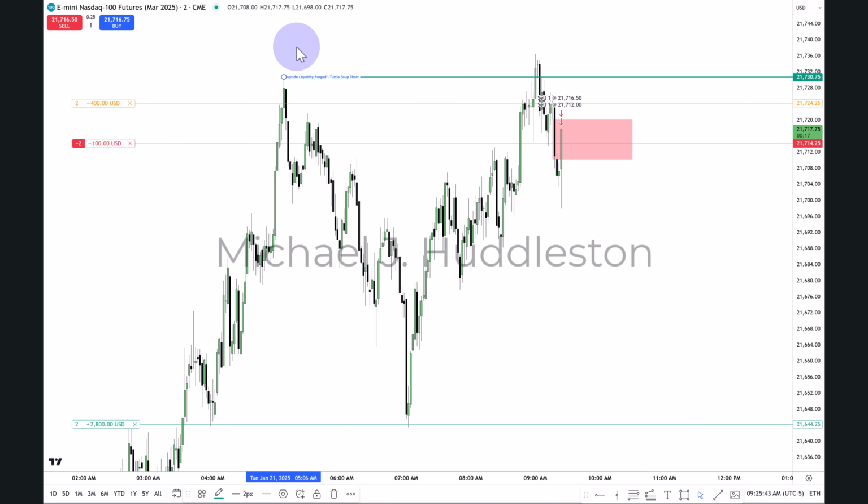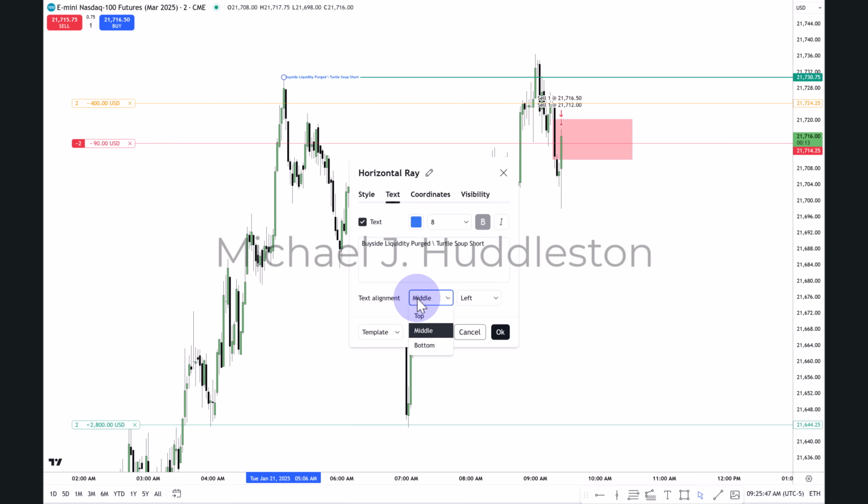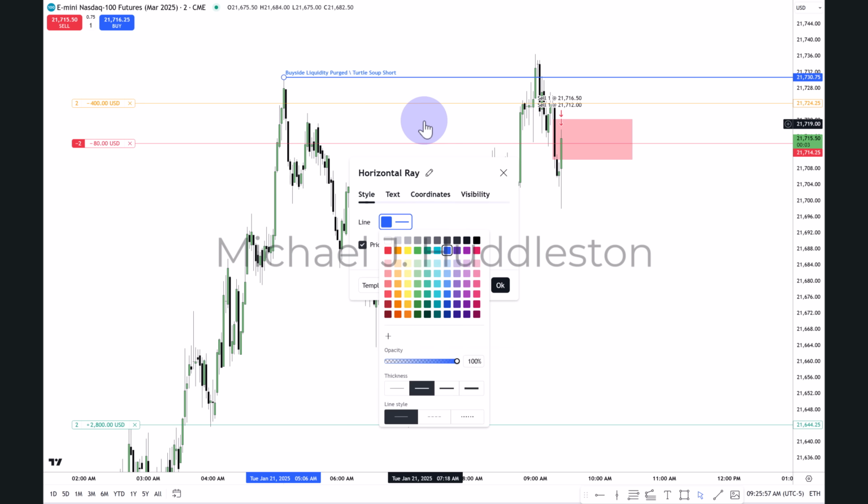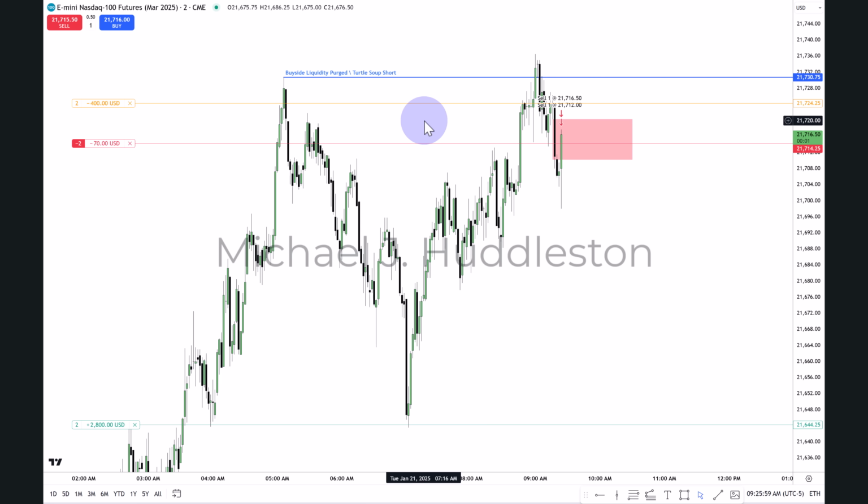Okay, I'm adding there just around the consequent encroachment. Gotta fix this. This isn't where I wanted it. I want it on the top left. And we'll make it a little bit bigger so we can see it. Okay, so essentially it's a turtle soup and it's a deferred entry.